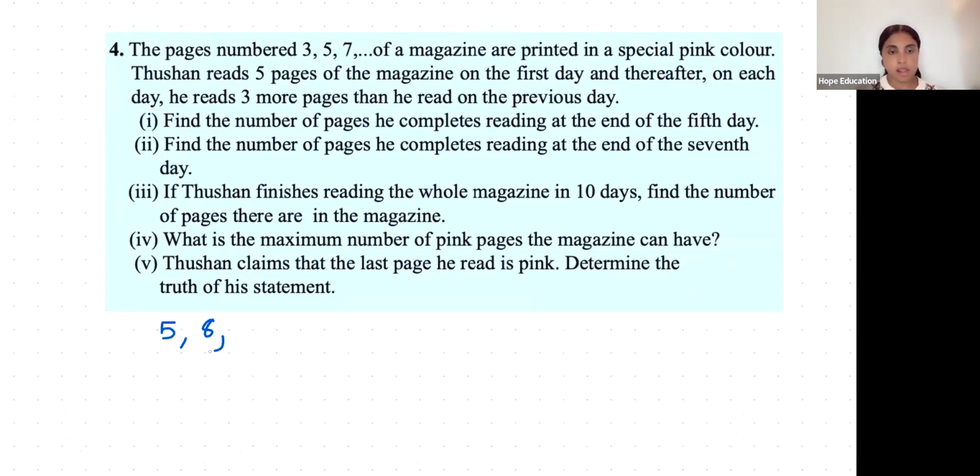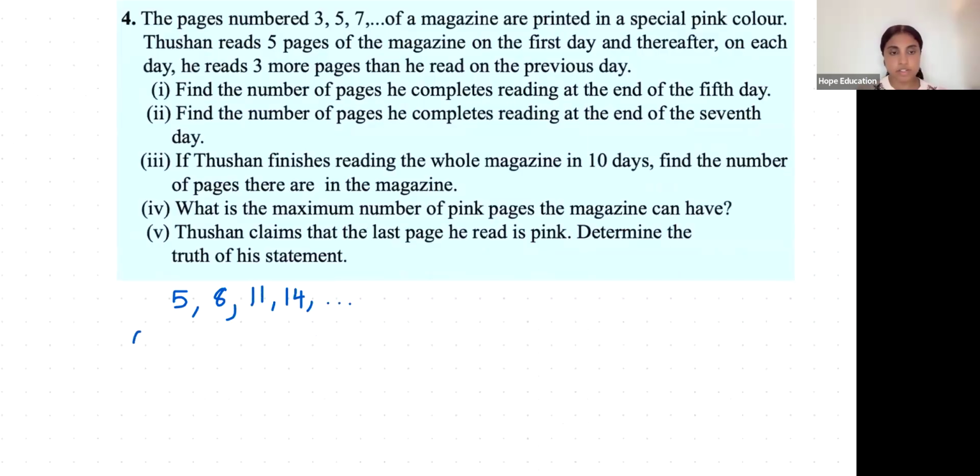11, 14, 17, and so on. Okay, so there is an arithmetic progression here. Find the number of pages he completes reading at the end of the 5th day. So we know how to do this since this is an arithmetic progression.